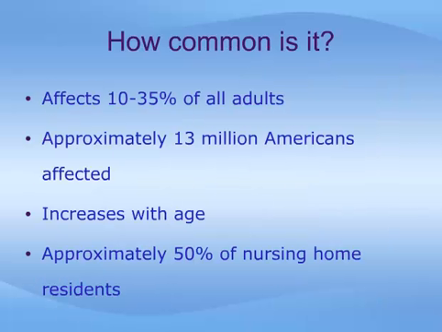Urinary incontinence affects roughly 10 to 35% of adult women, translating to an estimated 13 million Americans, for example, suffering from the condition. The likelihood of incontinence increases with age, and in North American nursing homes, it is estimated that about 1/2 of the residents have some degree of urinary leakage.